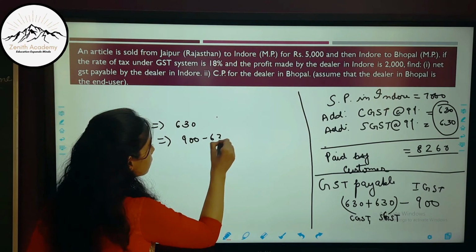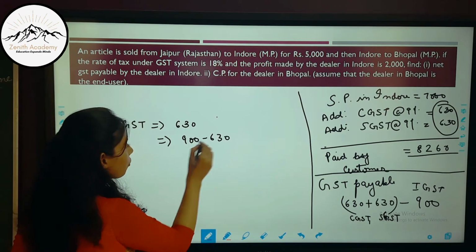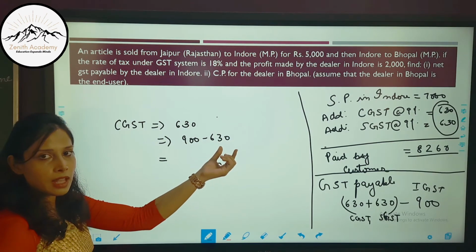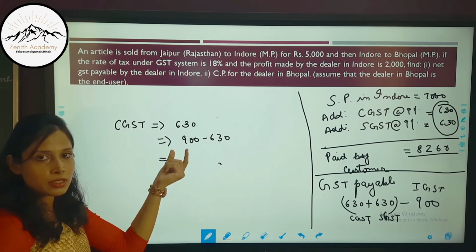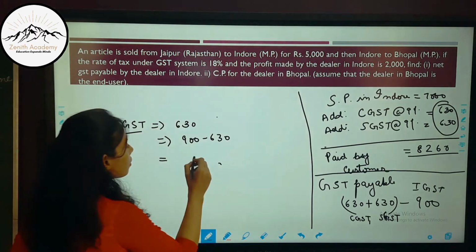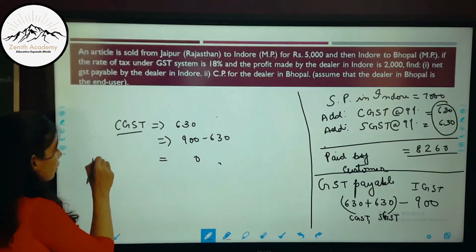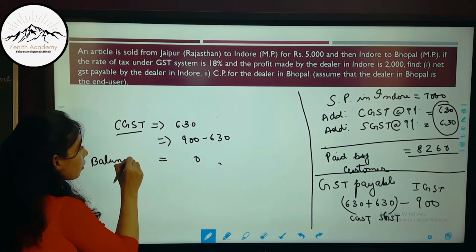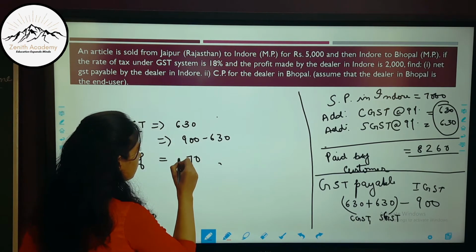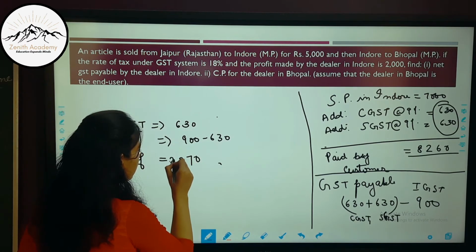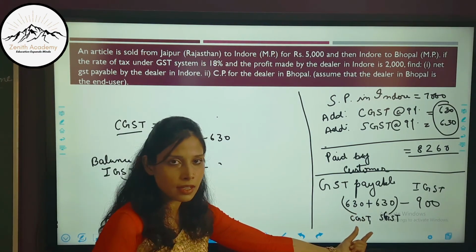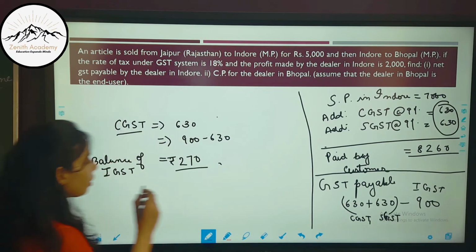900 minus 630. First we'll allocate 630 from 900. This is small, this is less than 900. So the whole of this amount will be adjusted, which means CGST will be adjusted against IGST. So our balance left of IGST will be rupees 270.